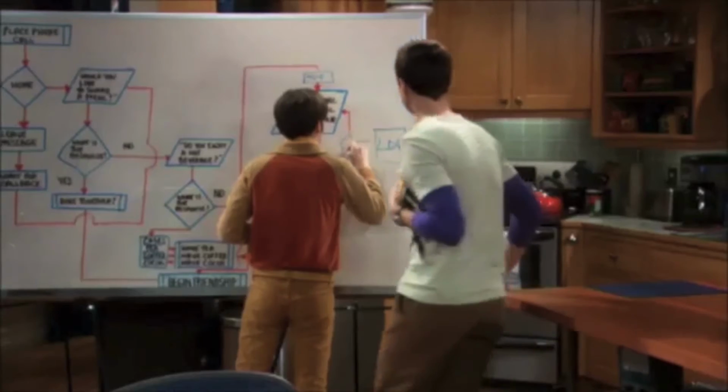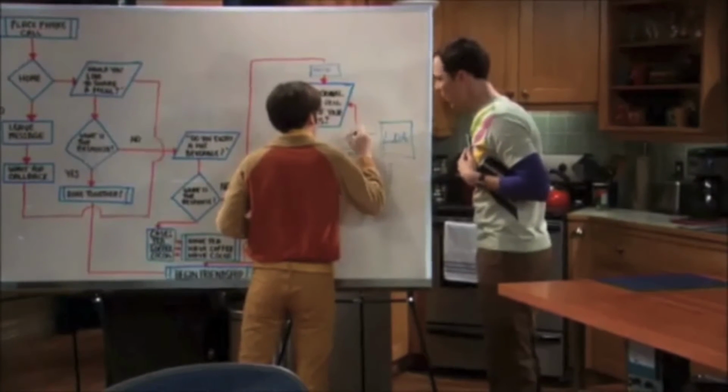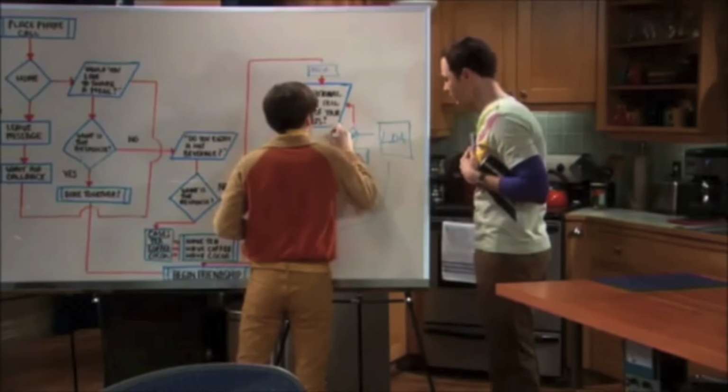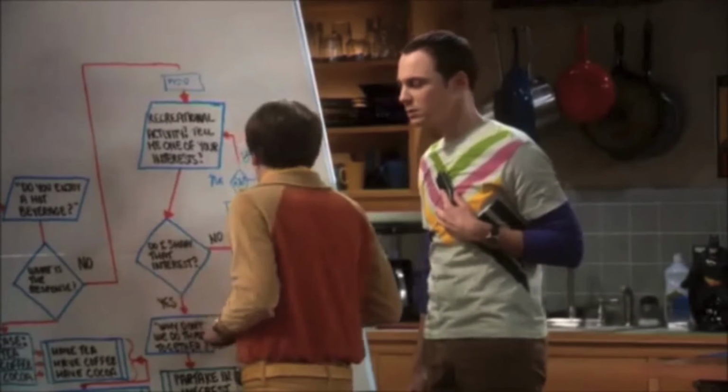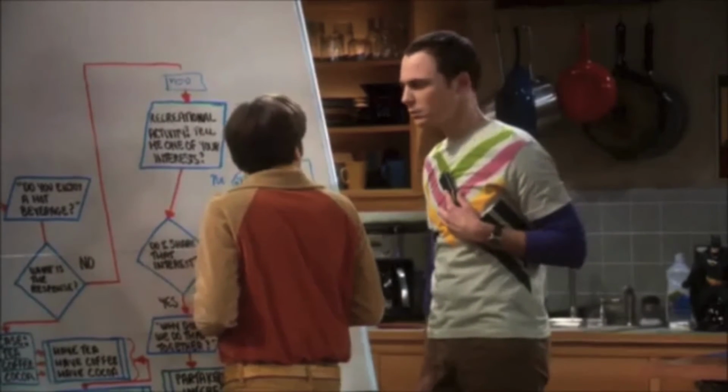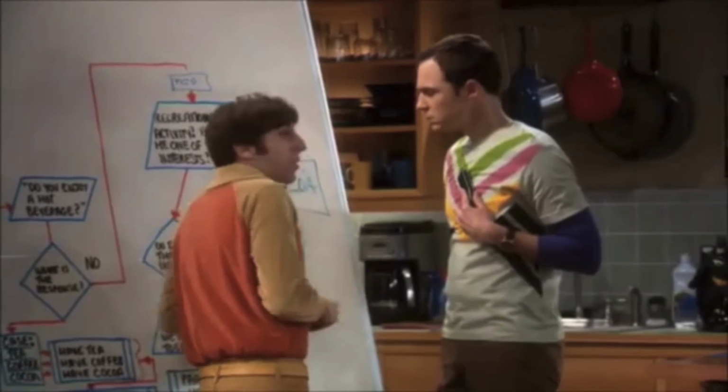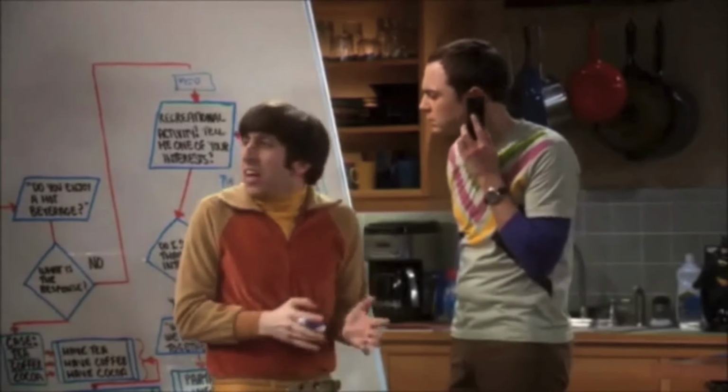Hang on, Kripke. A loop counter and an escape to the least objectionable activity. Howard, that's brilliant. I'm surprised you saw that. Gee, why can't Sheldon make friends?